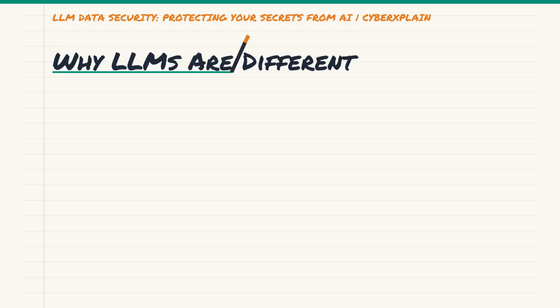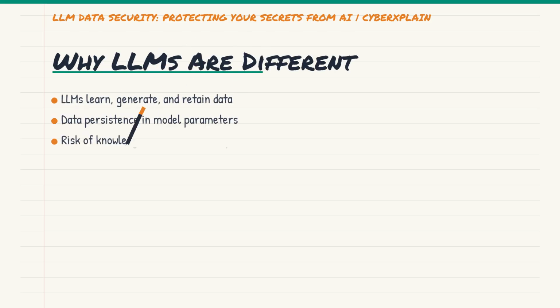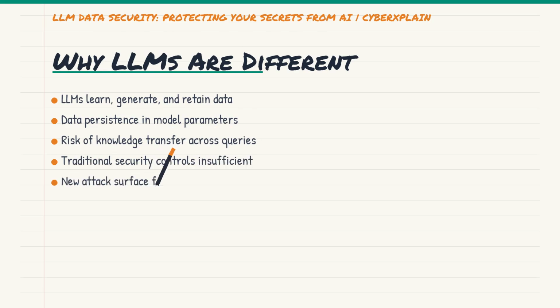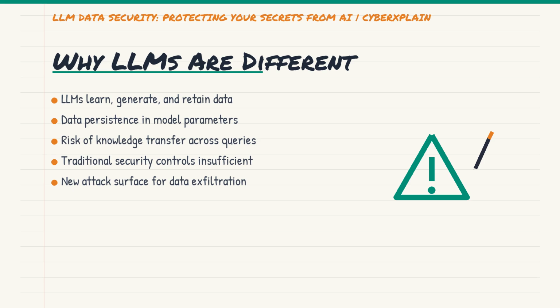So, what makes LLMs different from your traditional applications when it comes to data security? Well, it's not just about storing data securely anymore. LLMs don't just process data, they learn from it, they generate new content, and they retain aspects of what they've seen. This means sensitive information can be embedded in their internal states or even accidentally regenerated in new contexts. It's like teaching a highly intelligent, but sometimes forgetful, intern your company's most sensitive details.